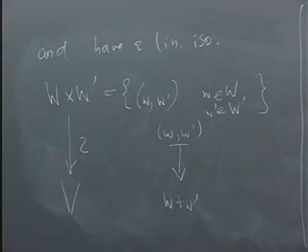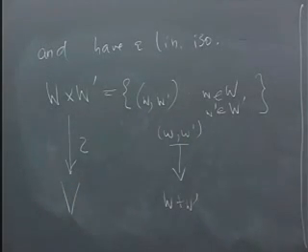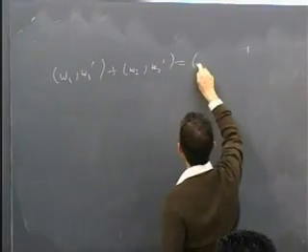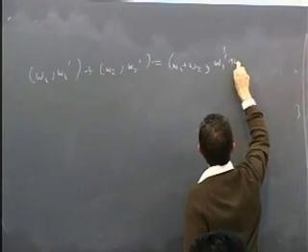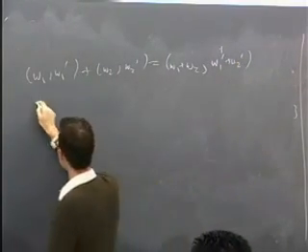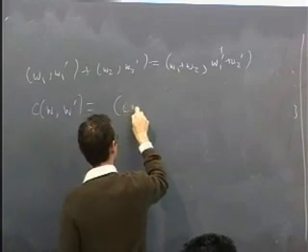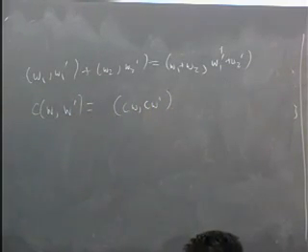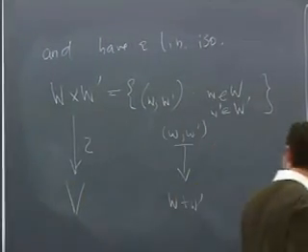So how do you add things in here? Well, you add them component-wise. So if I have (W1, W1 prime) and (W2, W2 prime), you just add these things: W1 plus W2, W1 prime plus W2 prime. And if I multiply by a scalar, C times (W, W prime), that's just (CW, CW prime). So it's pretty apparent that this map here must at the very least be a linear transformation.